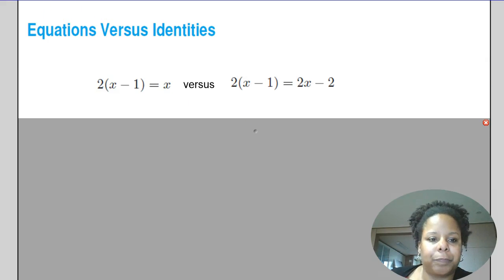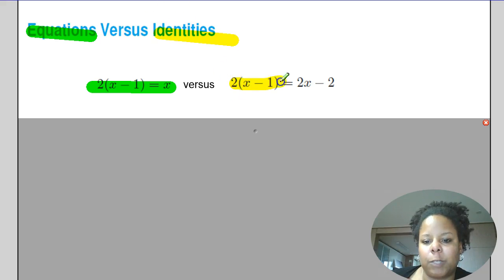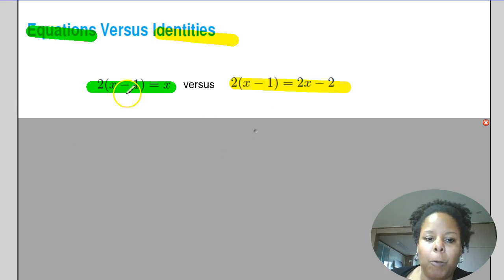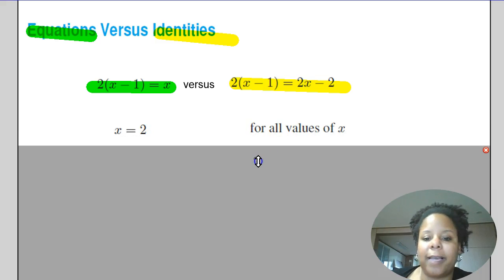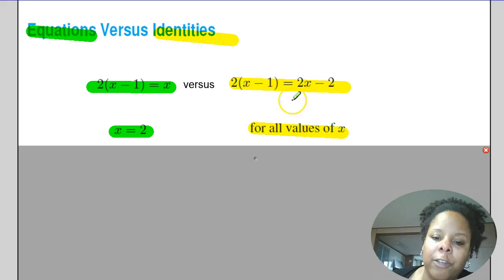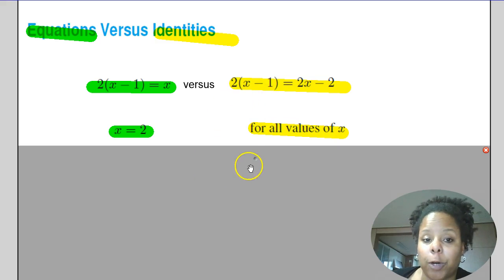So in this case, we have here an equation, 2 times x minus 1 is equal to x, and an identity as 2 times x minus 1 is equal to 2x minus 2. Well, I know some of you are saying, what's the difference between the two? If you notice, for the equation, you will only have one solution, and for the identity, it will be infinite solutions, any value of x that works. That's what makes the difference between an equation, i.e. that only has 1 or 2 or 3 or a finite number of solutions, and an identity which has infinite solutions because every single value that the variable can have will work.